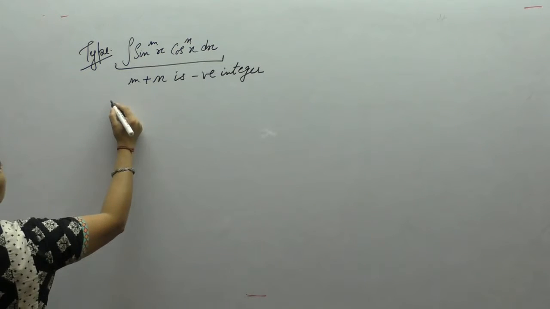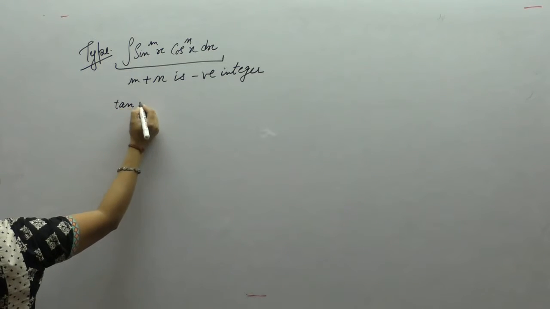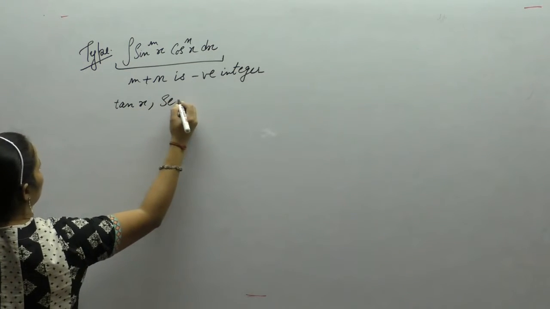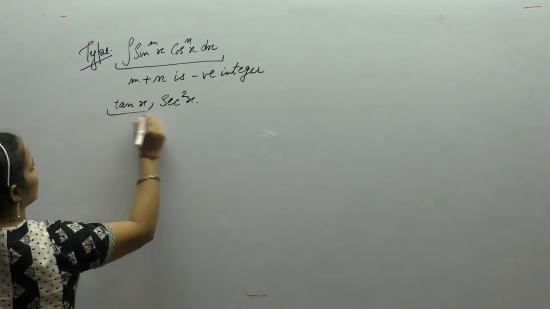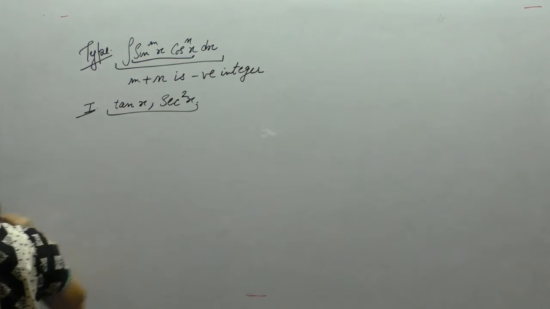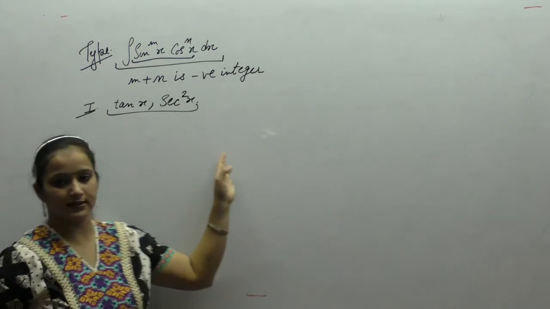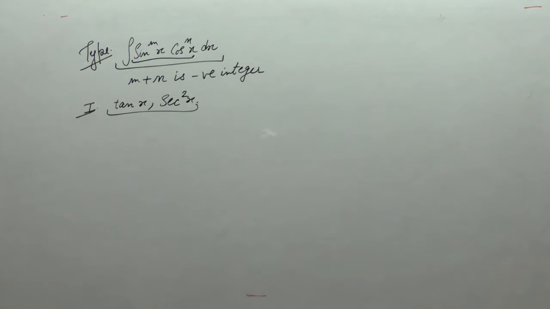In this type, we change the integrands in the form of tan x or sec square x. फर्स्ट स्टेप में जो भी इसके इंटीग्रेंड हैं, हम उनको tan या sec की फॉर्म में चेंज करेंगे, and after that we put tan x as t. Now let's start with question number 1.